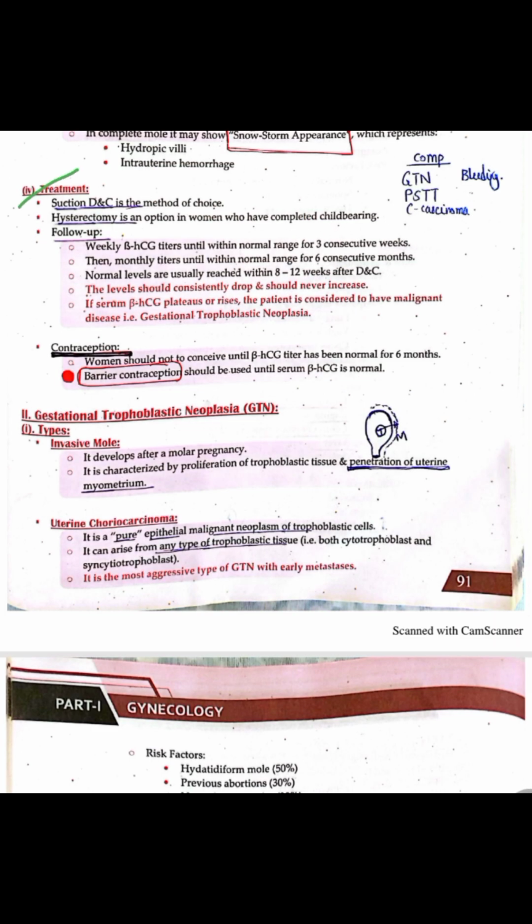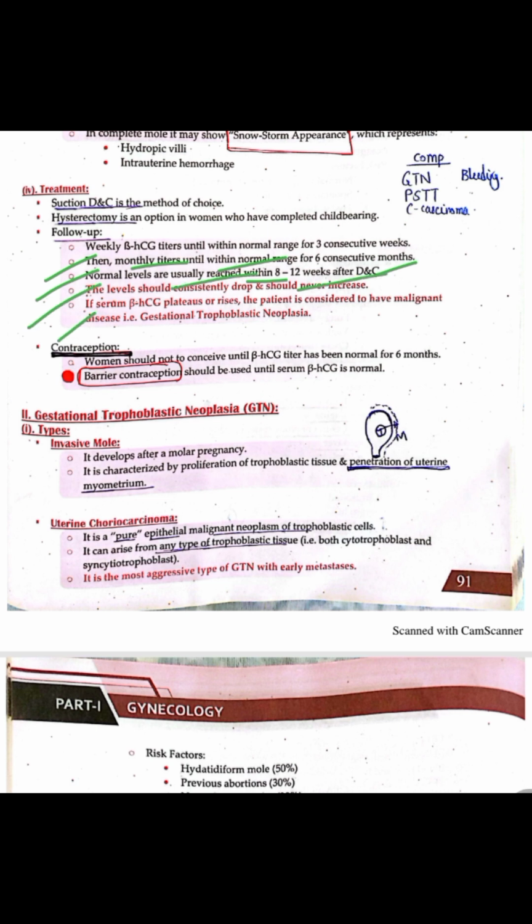Next is the treatment of hydatidiform mole. Suction dilation and curettage is the treatment of choice. In cases where the female has completed her childbearing, we can also do hysterectomy. For the follow-up, we do weekly beta HCG titer until within normal range for 3 consecutive weeks. And then we do monthly beta HCG titer until within normal range for 6 consecutive months. The normal level is usually achieved within 8 to 12 weeks after dilation and curettage, and the level of beta HCG should consistently drop and should never rise.